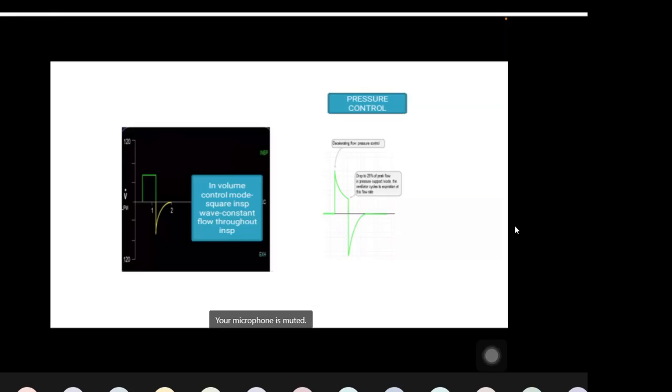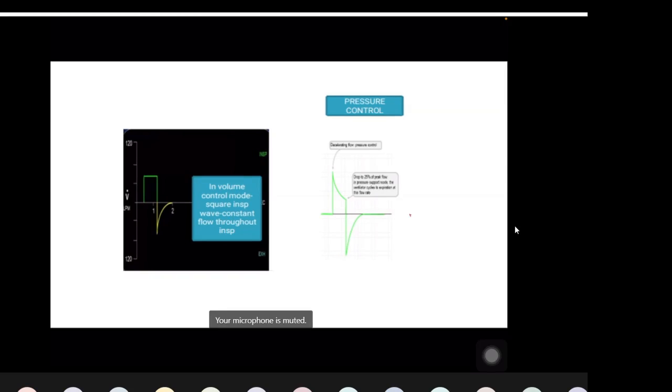Whereas in pressure control and pressure support modes, often a decelerating pattern is common. In pressure support mode, actually in PSV mode, the cycling is also by flow, it is a flow cycle method.